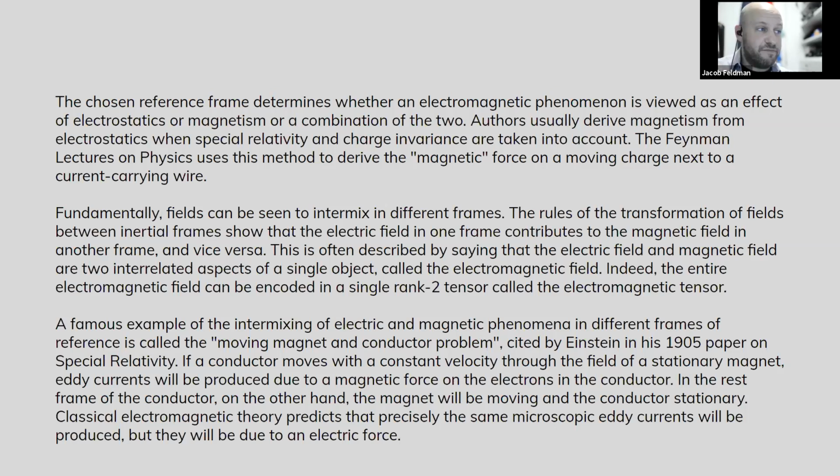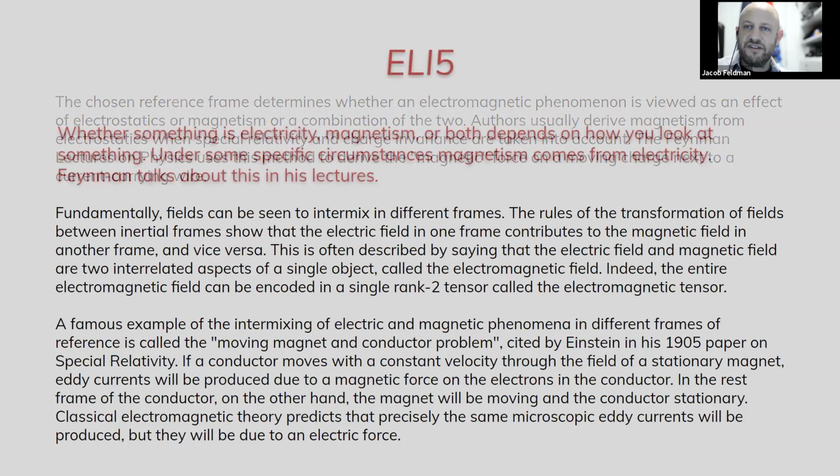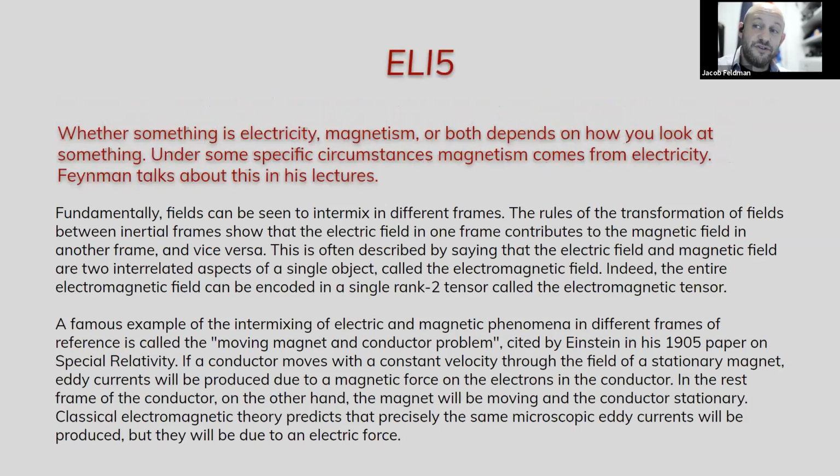So I took that first paragraph, and instead of "the chosen reference frame determines whether an..." forget it, right? I wrote this: whether something is electricity, magnetism, or both depends on how you look at it. Under some circumstances, magnetism comes from electricity, and this guy Feynman talks about that. That's easy. I can understand that, and I got that right from the text. Every sentence, I just rephrased in terms that a 5-year-old would get.